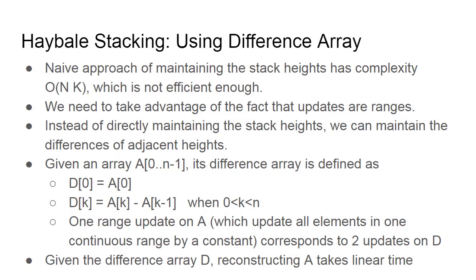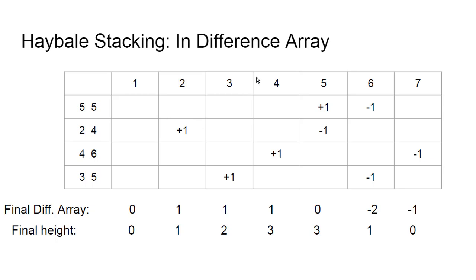Because of this, in this problem, the efficient solution is to maintain a difference array, and then reconstruct A using linear time. This slide shows the difference array information. In the beginning, we have all 0. The update 5-5 says that at position 5 we will add 1 more haybale. So the difference between 4 and 5 needs to be +1. And because the additions end at 5, the difference array at 6 will become -1, because 6 will be 1 lower than 5, since we just added 1 to 5. So the difference array has +1, -1.